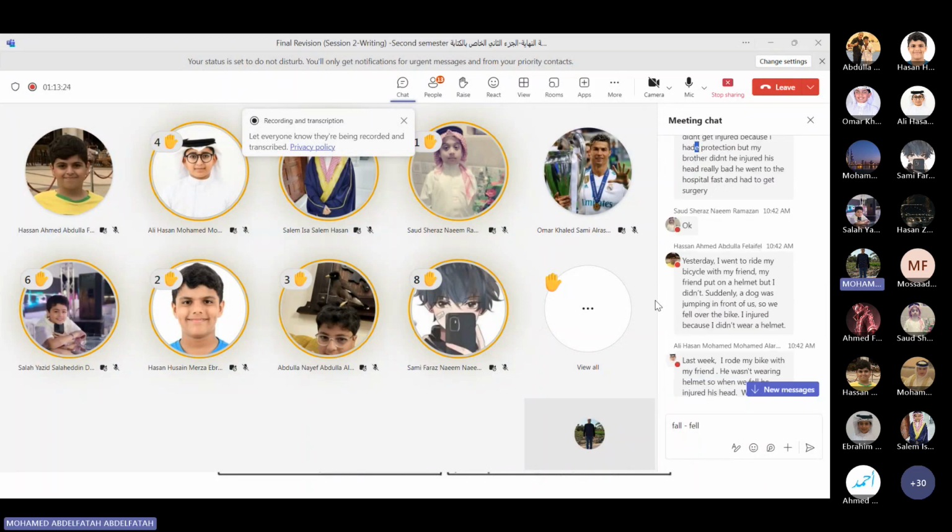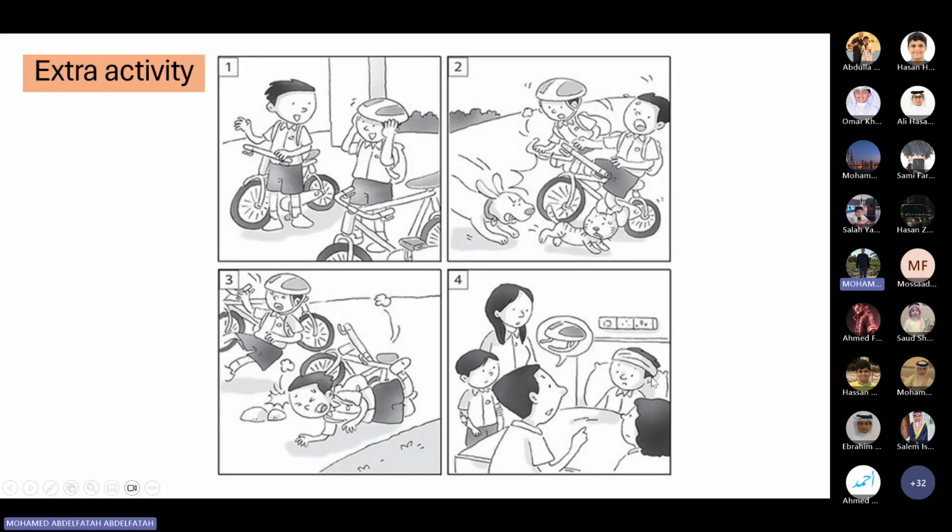Hassan, yesterday I went to ride my bicycle with my friend. My friend put on a helmet, but I didn't. Suddenly a dog was jumping in front while, you can say while, okay, a dog was chasing a cat, so we fell over the bikes. I injured because I didn't wear a helmet. Bravo, students. I appreciate all your participations.